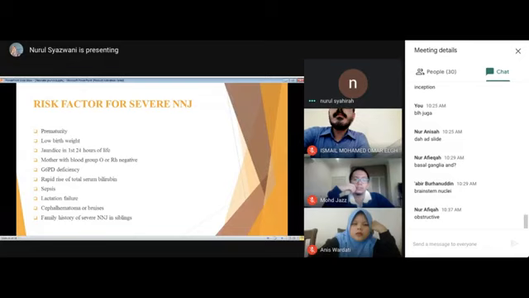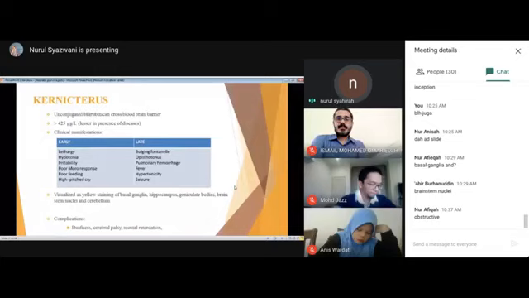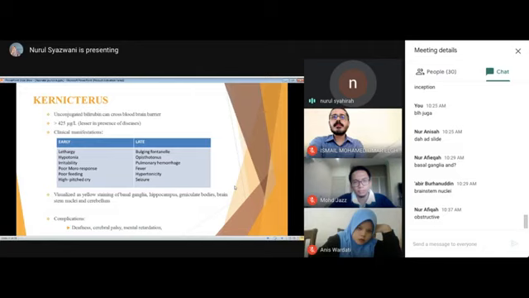Okay, so we go to kernicterus, which is the complication of unconjugated bilirubin deposited in the basal ganglia. We know that unconjugated bilirubin can cross the blood-brain barrier. Usually the baby can manifest at the early stage with lethargy, hypotonia, irritability, poor motor response, poor feeding, and also high-pitched cry. For the late presentation, the baby may have bulging fontanelle, opisthotonus, pulmonary hemorrhage, fever, hypertonicity, as well as seizure.